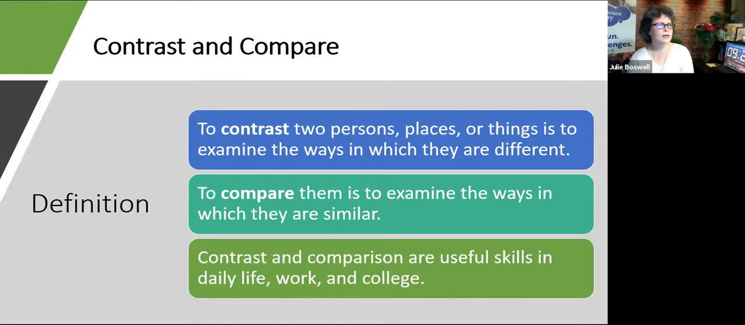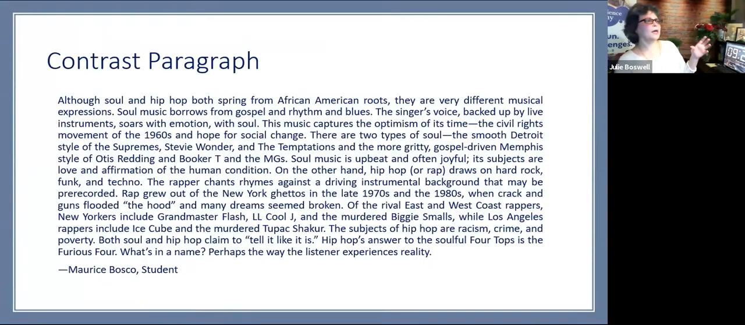Comparison they do it. I call it comparison and contrast, and now they're calling it contrast and compare. To contrast two persons, places, or things is to examine the ways in which they're different. We just said that. To compare them is to examine the ways in which they're similar. These are useful skills in daily life, in work, and in college. We do it all the time. A contrast paragraph, we're going to look at how things are different.